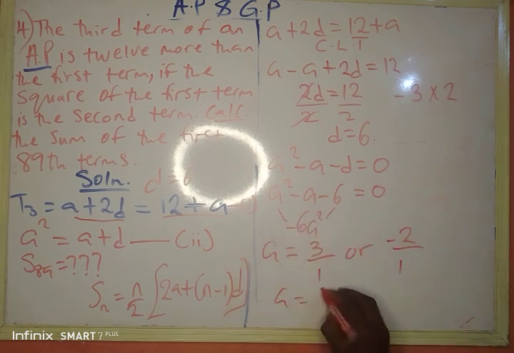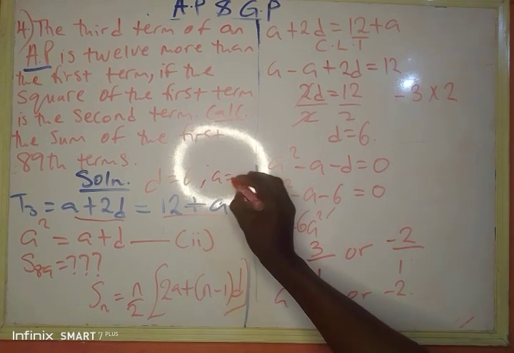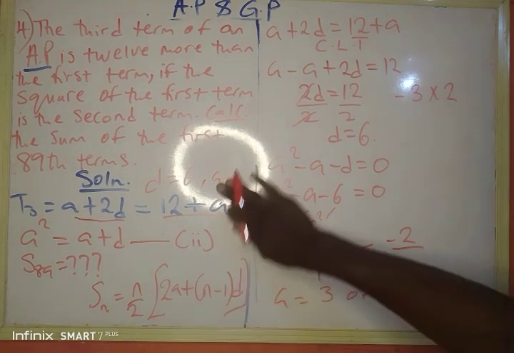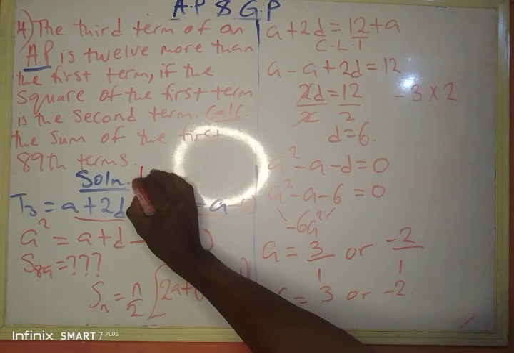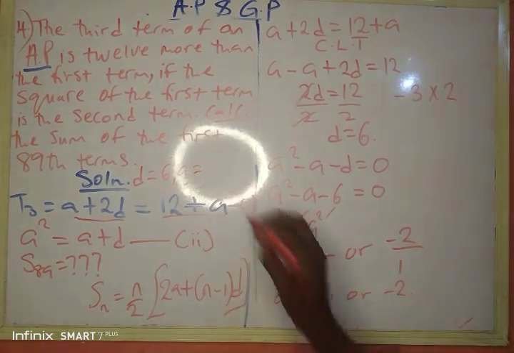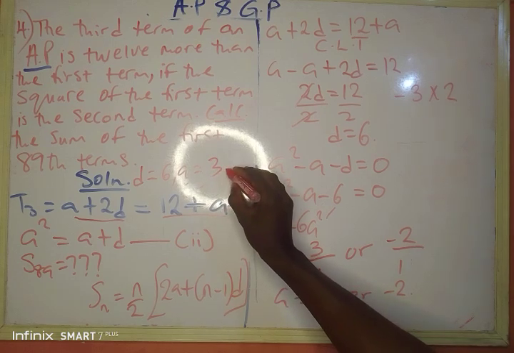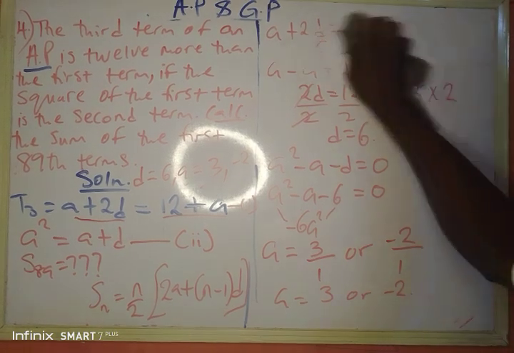So A equals 3 or minus 2. So we are going to test both values for A. Let me make it simpler. D equals 6. A equals 3 or minus 2. Okay, that means I can find the sum of what they asked me to find.